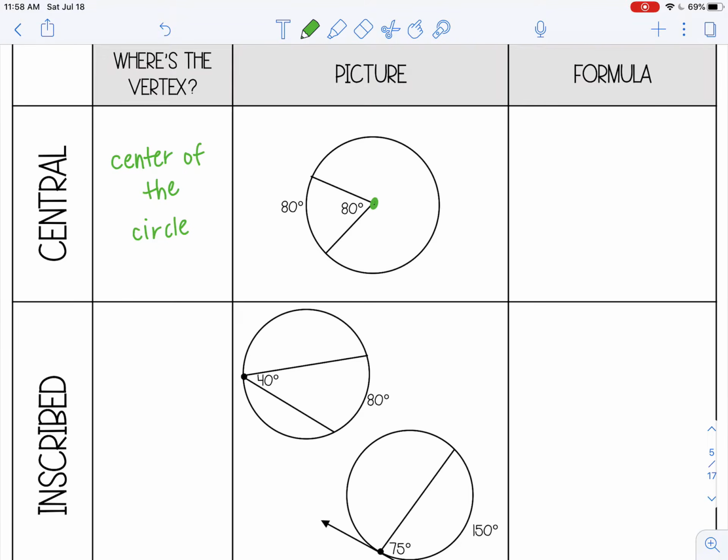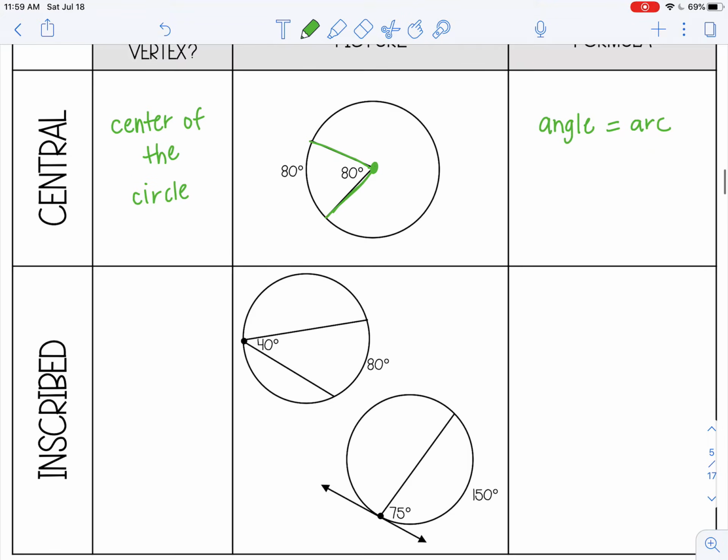So here is the vertex of this angle. It's the center of a circle, so this is a central angle. And to find the measure of the central angle, the formula is the angle measure equals the arc measure. So because the arc is 80 degrees, the angle will also be 80 degrees.